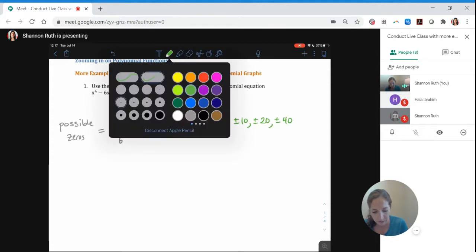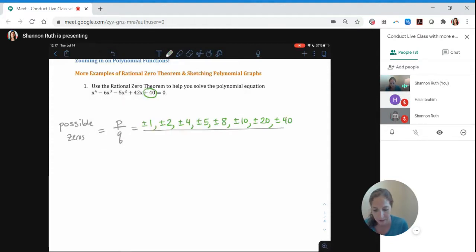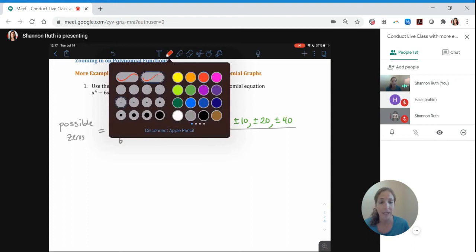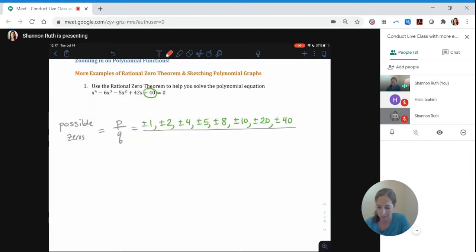And then factors of Q are always tied to factors of the leading coefficient, which here is understood to be 1 based on the x to the fourth term. So that has a leading coefficient of 1. So the nice thing about Q in this case is factors of 1 are just plus or minus 1. So it really doesn't change the list of factors for P.